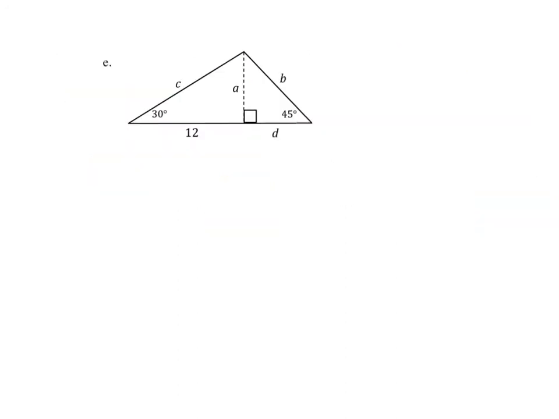For letter E, it looks like we have 4 different variables that we're going to be solving for. So we have A equals, B equals, C equals, and D equals. Okay, so we have a 30, 60, 90. And then we have a 45, 45, 90. So if we're looking at our variables, I can't do anything right now with the 45, 45, 90 because all 3 sides are variables. So that means we're going to have to start over here.